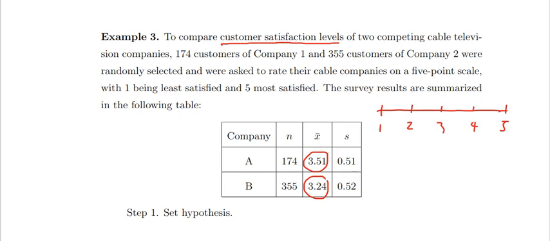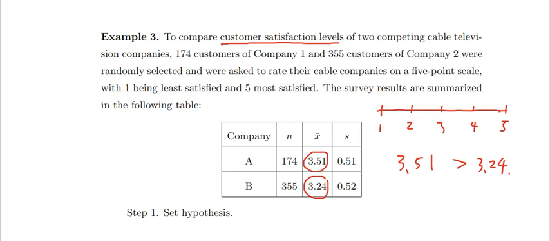So again, let's start quite the same. We have the evidence very clear: 3.51 is larger than 3.24. So it seems company A's customer service is better than company B's. Then we wanted to check whether this difference is significant, right? So we just convert this to a testing problem.